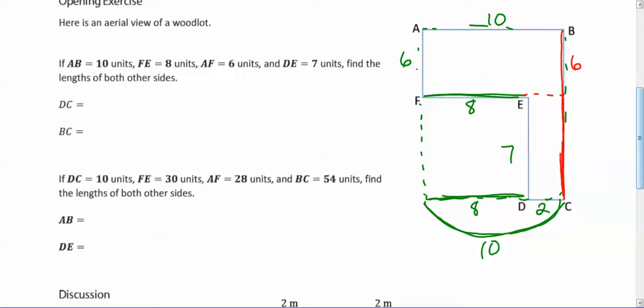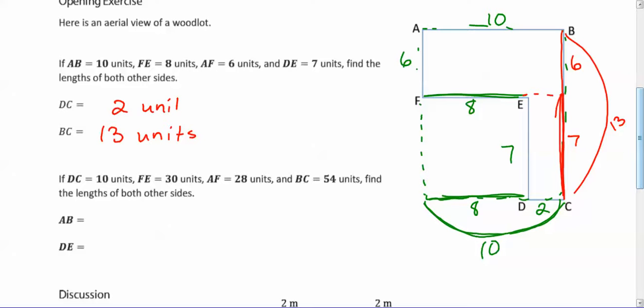What is this distance here? 7, right? So the total distance of BC would be what? Tucker? 13, he says. All right, so BC is 13 units. Write that down here. DC is 2 units. All right, we're going to pick up the pace a little bit. That is how you find missing sides. You've got to use what you know to figure out the missing pieces.